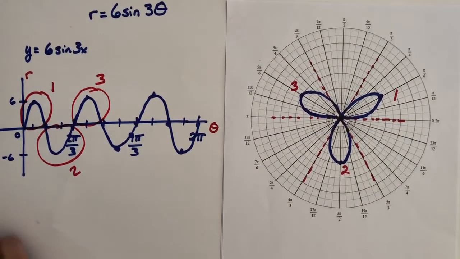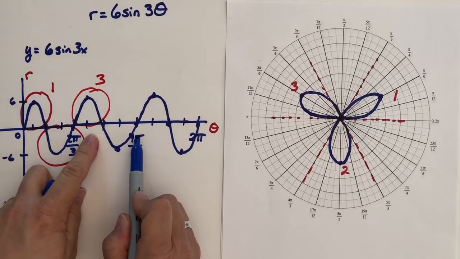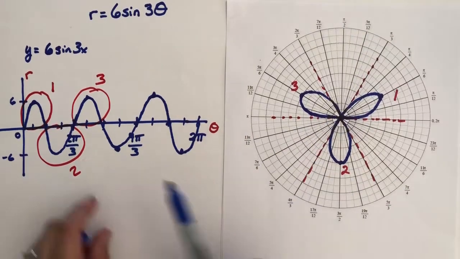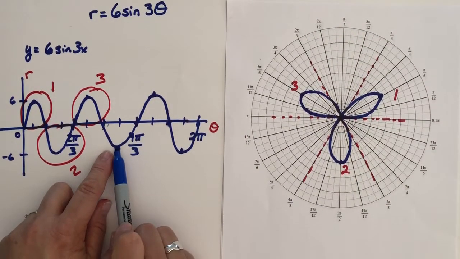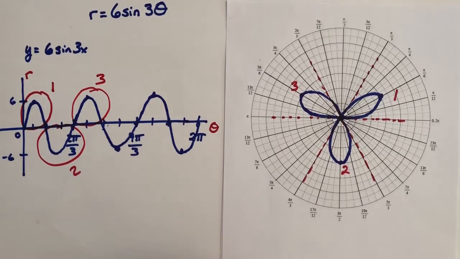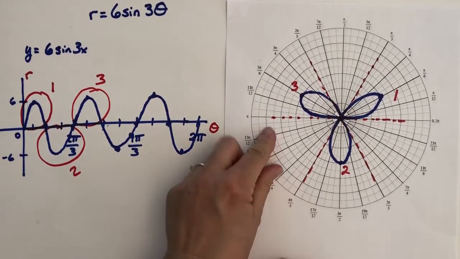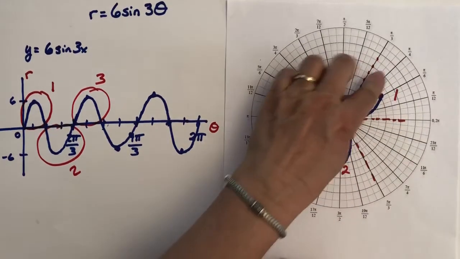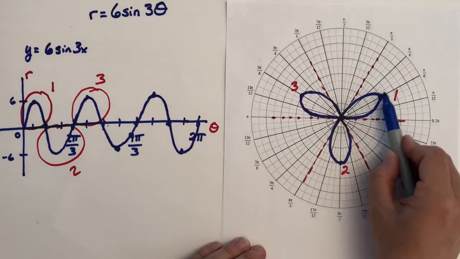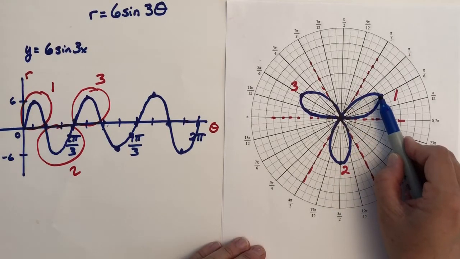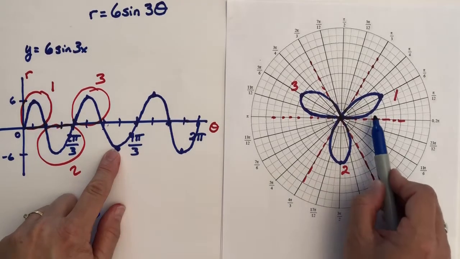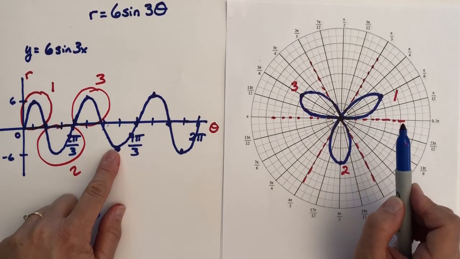Now let's move on from pi to 4 pi over 3. So now we're talking about from pi to 4 pi over 3. The r values go negative. That means it comes across the pole and we're over here. And you'll notice we get this petal again. So this piece of the graph gives us a duplicate of a previous petal.